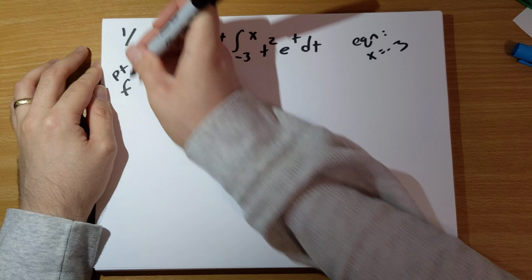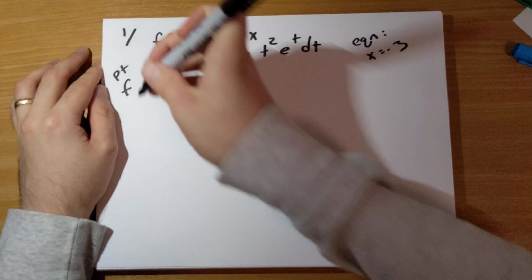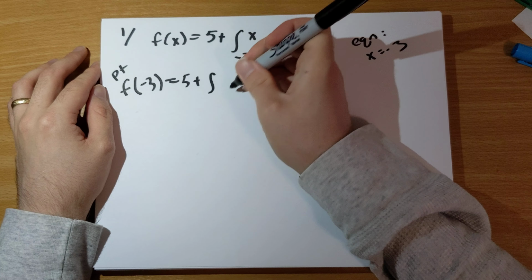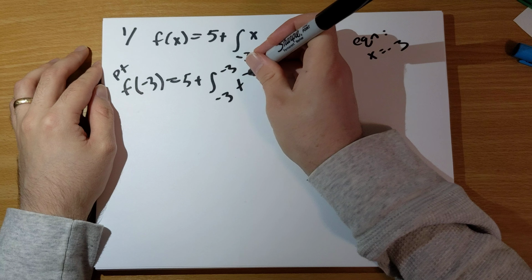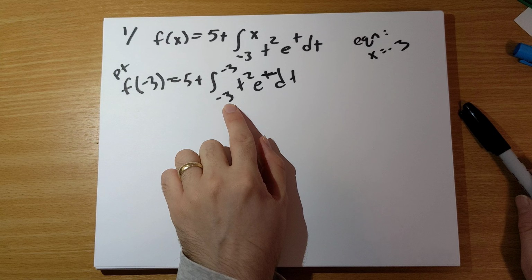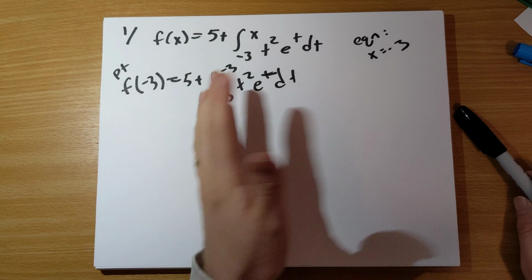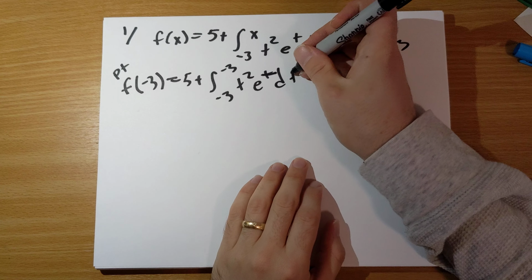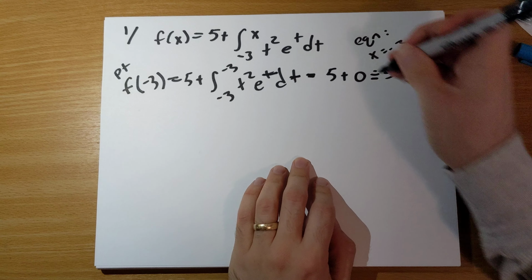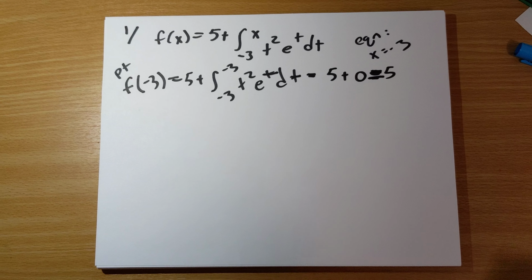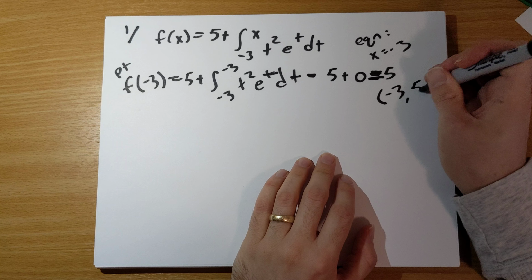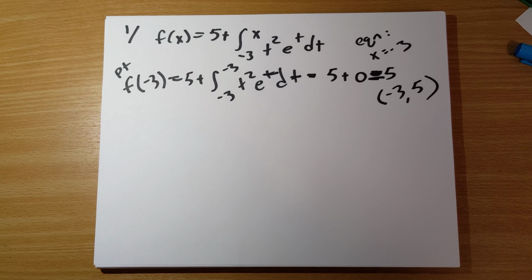Well, for the point, we've got x is equal to negative 3. F of negative 3 is 5 plus the integral from negative 3 to negative 3 of t squared e to the t dt. And the integral from a to a of any function here, for our purposes, is going to be 0. So this is just 5 plus 0. So 5 here is the output. So our point here is negative 3 comma 5.